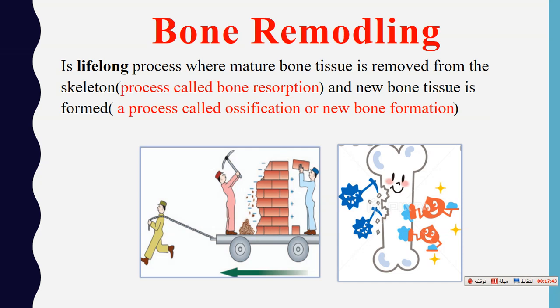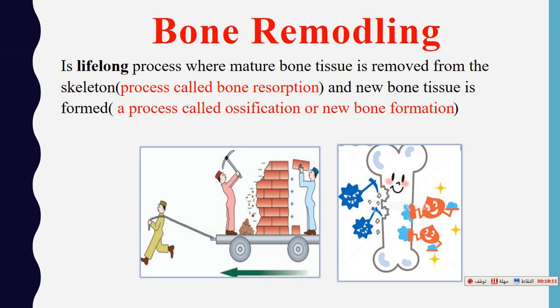The meaning of lifelong: this means that bone is a living tissue, so there is continuous bone remodeling throughout life. In the adult, it occurs every 3 to 5 years to remove old bone and form new bone, giving more strength and more resistant bone. So this is the meaning of lifelong.